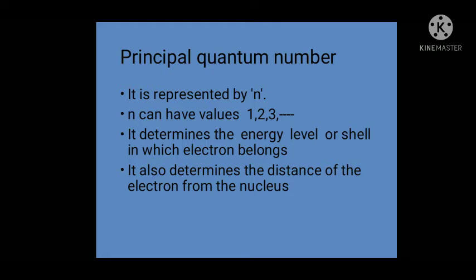Like that it goes, and these energy levels correspond to the shells in Bohr's atomic model. So the principal quantum number n gives the shell or energy level to which that electron belongs, and its value also determines the distance of that electron from the nucleus. As the value of n increases, the distance of that electron from the nucleus also increases.